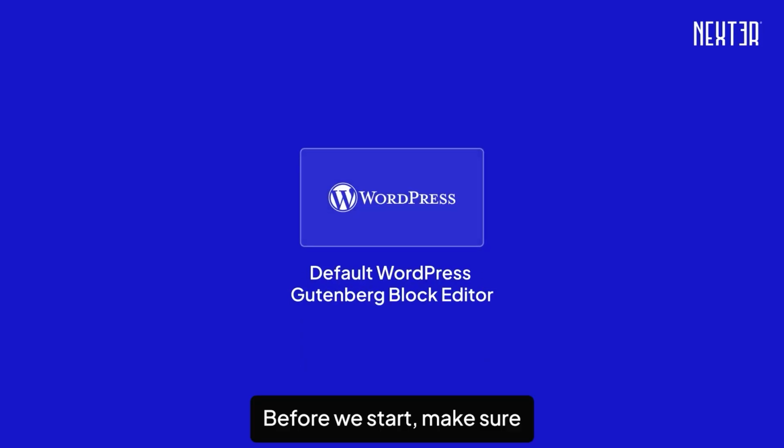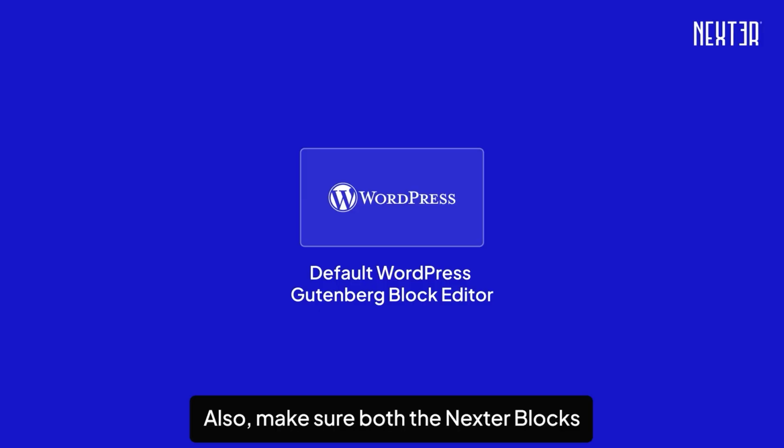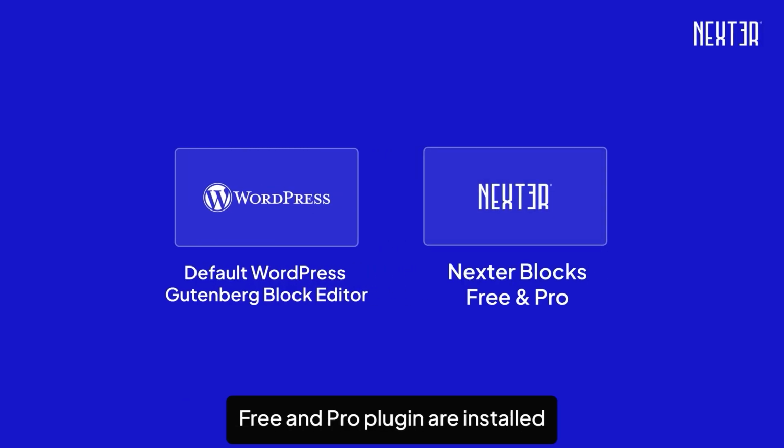So let's dive in. Before we start, make sure the default WordPress Gutenberg block editor is active on your site. Also make sure both the Block Free and Pro plugins are installed and activated on your site.